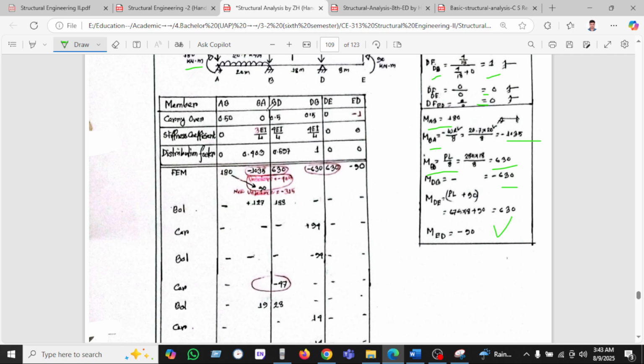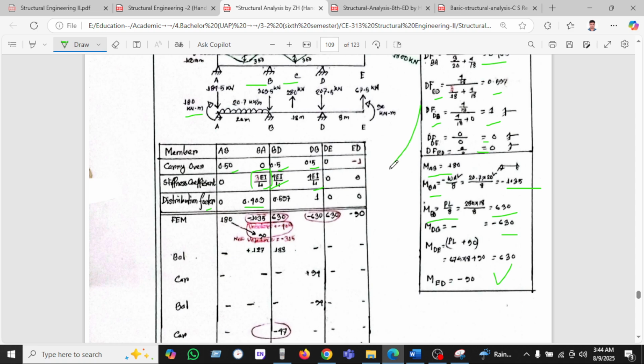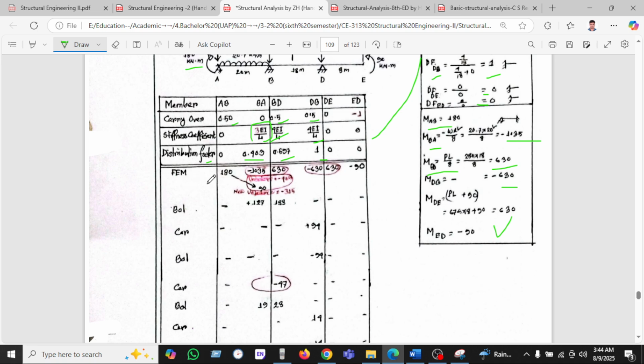So for the members we have seen here, the carryover is 0.5, and stiffness coefficient 3EI by L we have used here, 4EI by L here and 4EI by L. Distribution factor 0.43 we have found from here, 0.57, and 1 into 0. So the fixing moment we have found from here.